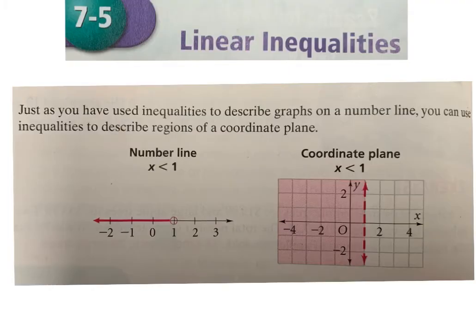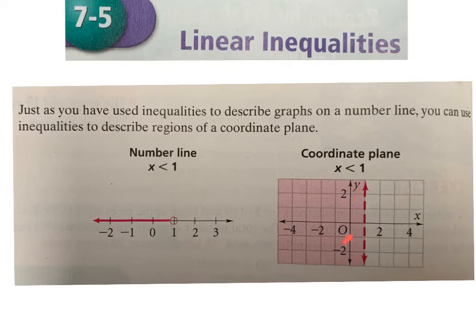Now we want to talk about inequality. We have done inequalities on the number line, all right? So we all know what this means right here. X is less than 1. You notice there's an open circle because it does not include the 1. And we graphed everything to the left, all right?